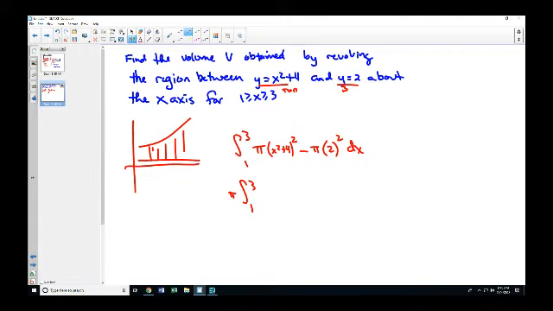Foil. Let's do x to the fourth plus 8x squared plus 16 minus 4, if you want to make it quick. So there's your final volume calculation. You don't need to follow that one through, right?